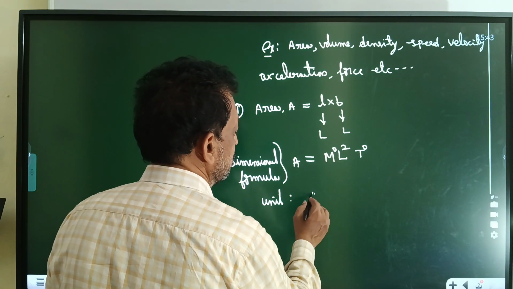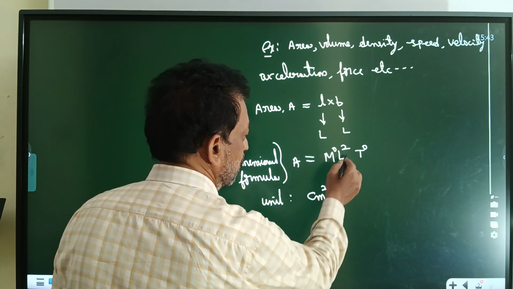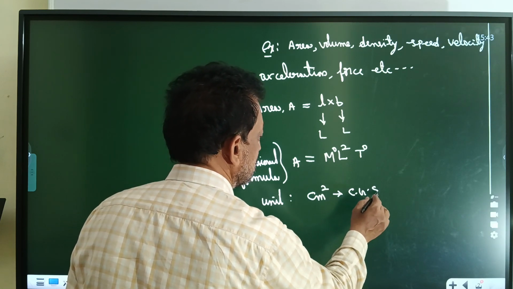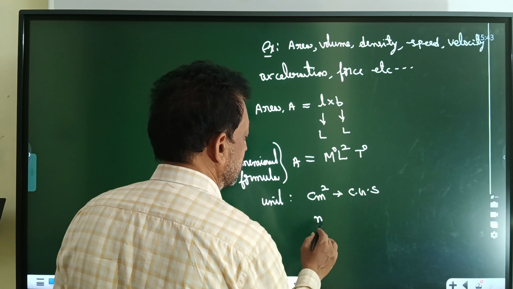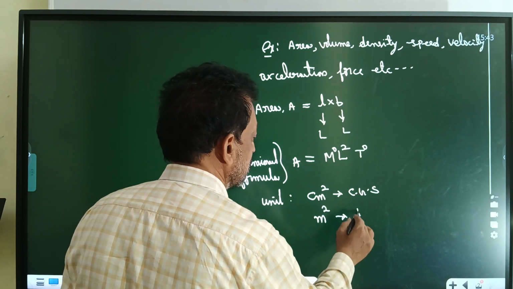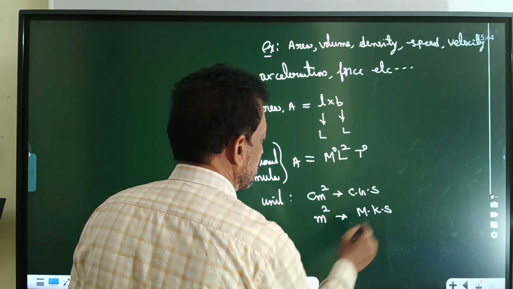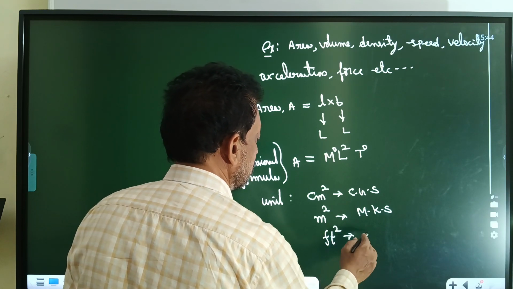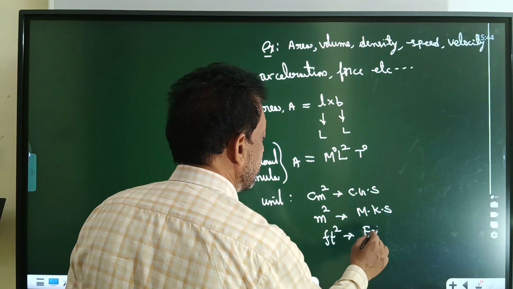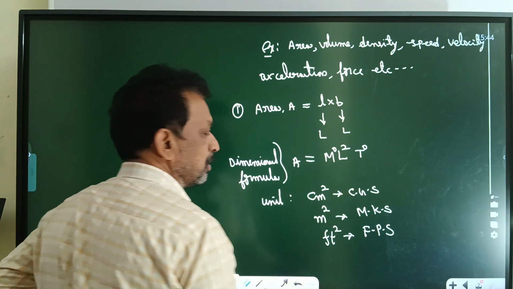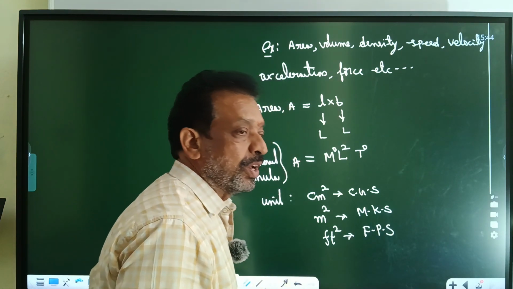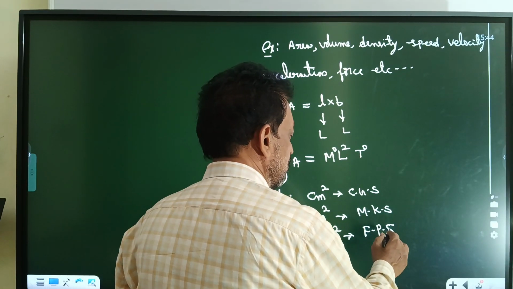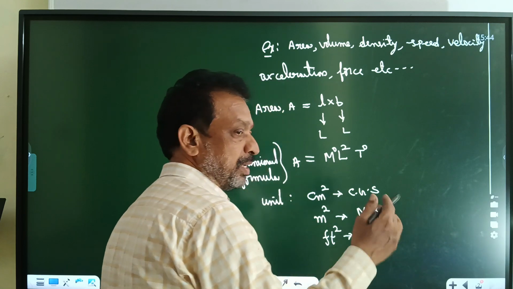In CGS system, centimeter square. We call it CGS. In MKS system, meter square. In FPS system, foot square area. So we call it the FPS system. But you are not generally using it, though some places, sports, and height measuring still use it.